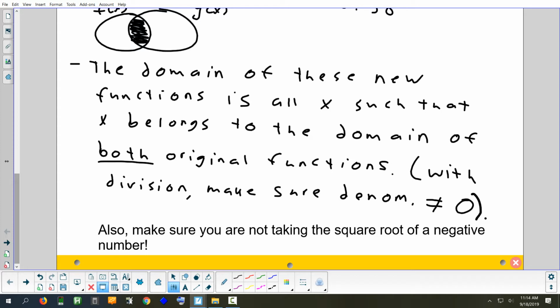But if you do, make sure the denominator cannot equal 0. Okay. The other thing, I already asked you guys this earlier, make sure you are not taking the square root of a negative. Those are the two things you've got to avoid. Set both of those up a bunch of times.